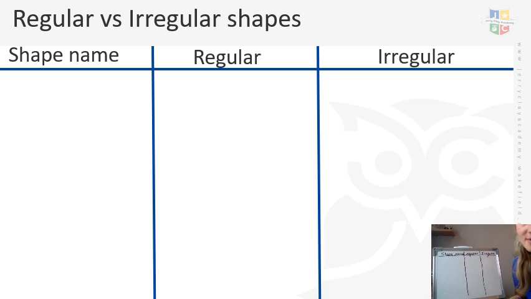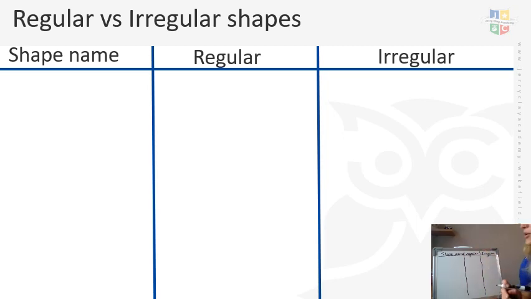Okay, so you're going to have a go at doing something like this before you get started on the activity sheet. So I'd like you to draw 3 columns and split your columns into 3: shape, name, regular and irregular. So if you can pause the video now, make sure you use a ruler to draw your lines. Pause the video now, and can you go and split your page into 3 sections.